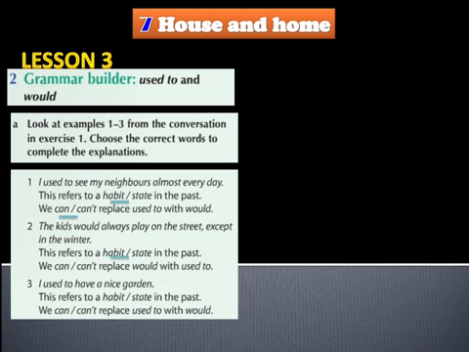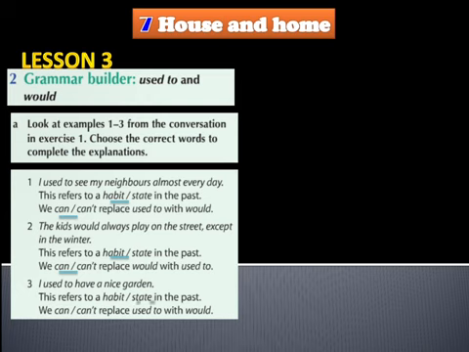2. The kids would always play on the streets except in the winter. This refers to a habit. The verb play refers to a habit, not a state in the past. We can replace would with used to. We can choose both, used to and would.